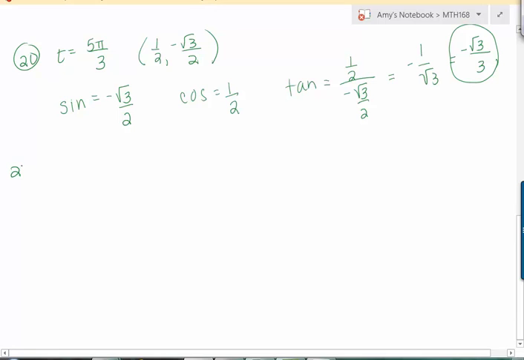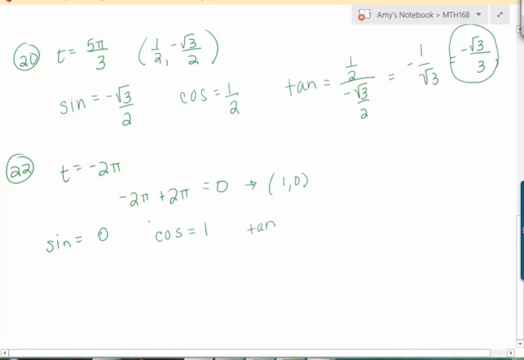Look at number 22. Number 22 is asking us for negative 2 pi. Well, if we wanted to find a coterminal angle, we can always add or subtract 2 pi. So negative 2 pi plus 2 pi will, of course, give you 0, and the ordered pair at 0 is 1, 0. So the sine is 0, the cosine is 1, and the tangent, which is your sine divided by your cosine, is 0 over 1, or 0.